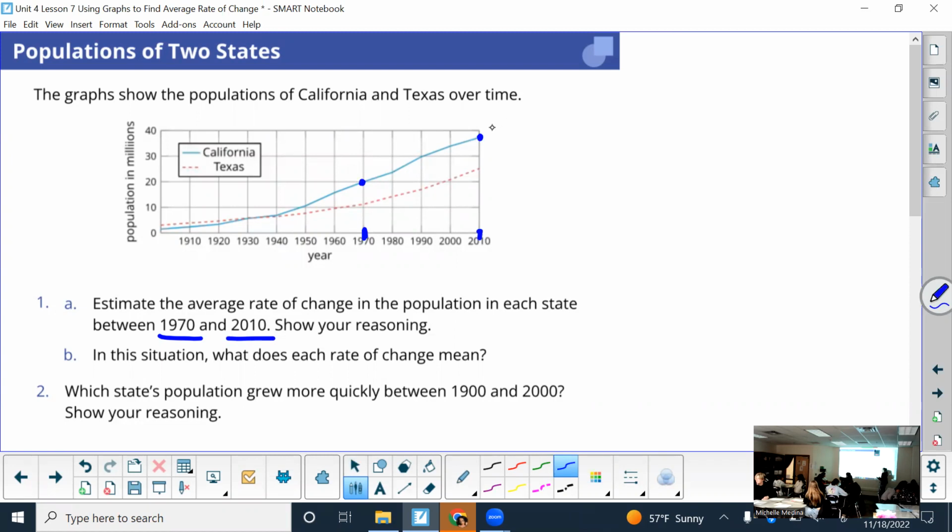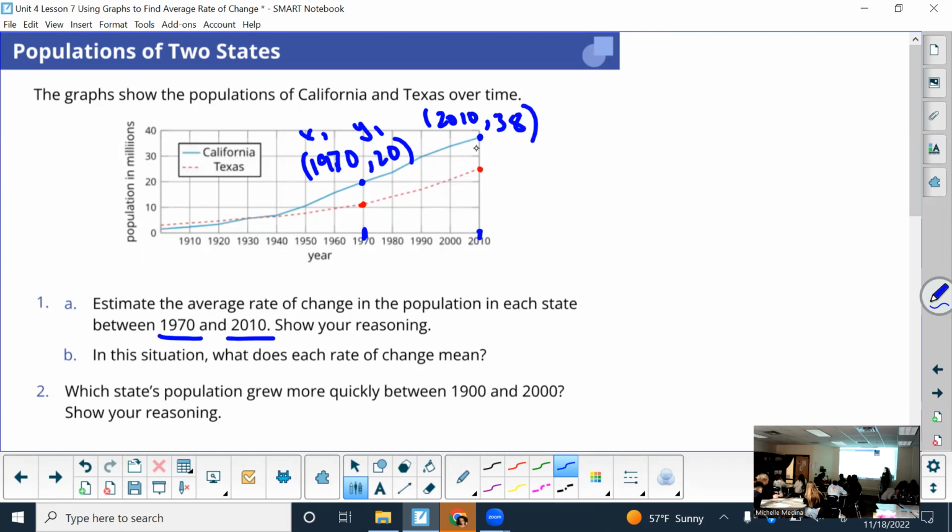Whatever coordinates touch that line, so for California, it touches here and here. For Texas, it touches here and here. You calculate the coordinates that are there. So for this blue one right here, the X is what? 1970, what's the Y? Good, so then make that X1, Y1 if you want. The other one, what's this coordinate? 2010, and then what's the Y about, approximately? 38, 37, we have to estimate there.